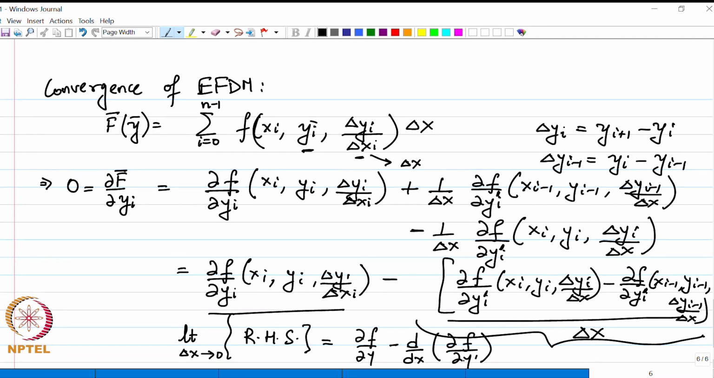and on the left hand side this is already set equal to 0, and we see that this is nothing but the Euler Lagrange equation, right. So, what I have shown here is in the limit the Euler's finite difference method gives a solution which approaches the solution of the Euler Lagrange method. Okay.